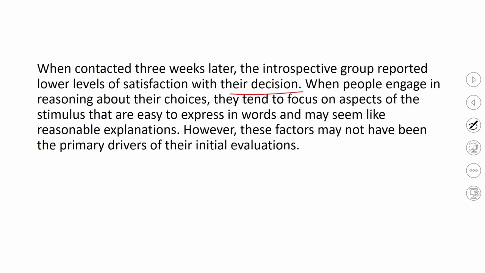They were less satisfied. When people engage in reasoning about their choices too much, they end up focusing on aspects of the stimulus that are easy to express in words and may seem like reasonable explanations. So when people only look at why they made a choice in terms of rationality, they see only the observable aspects which make rational sense and take a decision, but they may not even be aware of what actually appealed to them intuitively at the emotional level, and the decision may not be in line with those emotional aspects.